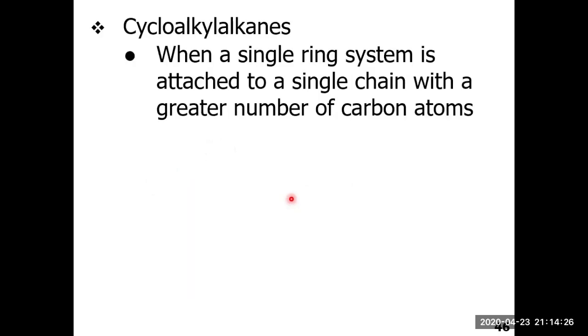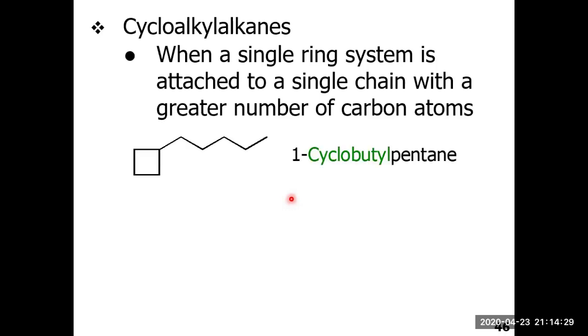So the last topic about naming cycloalkanes is for cycloalkanes bearing, for example, an alkyl group which has more carbon atoms. So in this case, let's consider this example. You have here your cyclobutyl attached to an alkyl chain which is 5 carbon atoms. So in this case, the naming is cycloalkyl alkanes. The cycloalkane group becomes an alkyl group. So the naming becomes 1-cyclobutylpentane.